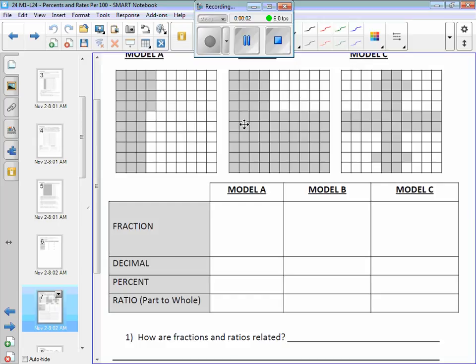How was this first part? Good. What did you get for a fraction from Model A? Raise your hand. Let's do it one by one. Fozzie.